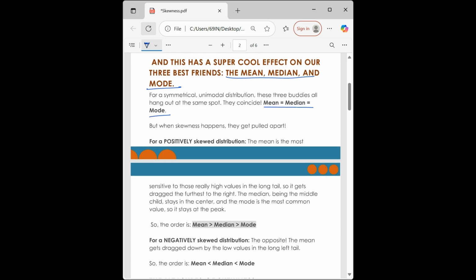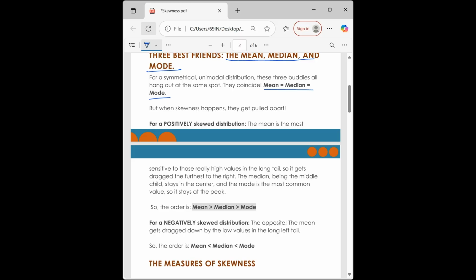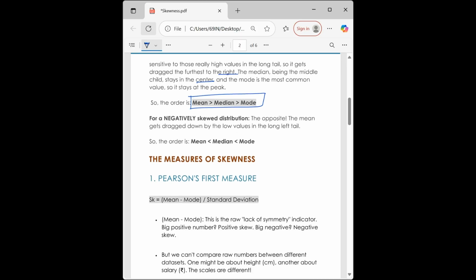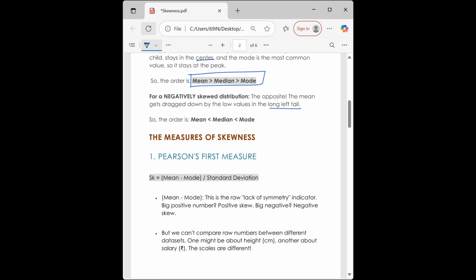For a positively skewed distribution, the mean is the most sensitive to those really high values in the long tail, so it gets dragged the furthest to the right. The median, being the middle child, stays in the center, and the mode is the most common value, so it stays at the peak. So the order is mean is greater than median, which is again greater than mode. For a negatively skewed distribution, it's exactly the opposite. The mean gets dragged down by the low values in the long tail. So the order is mean is less than median, which is again less than mode. Remember this, it's a quick and easy way to spot skewness.